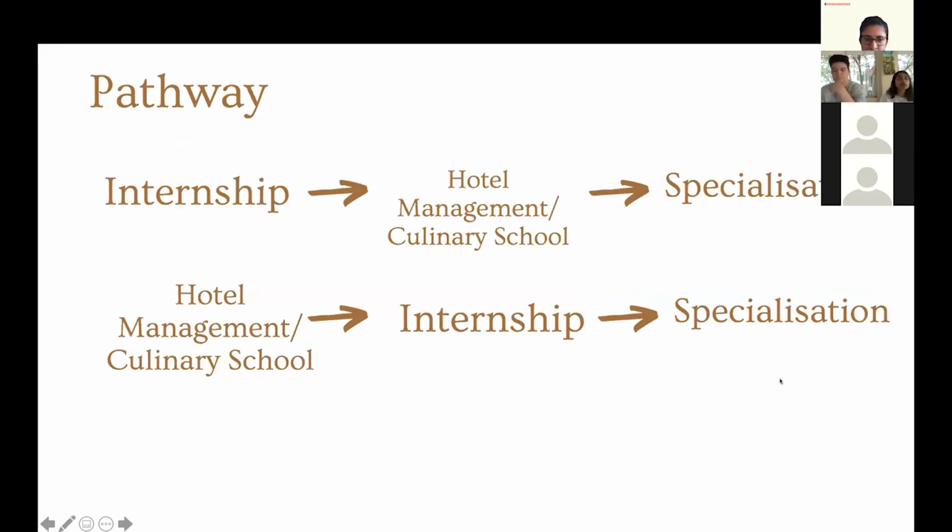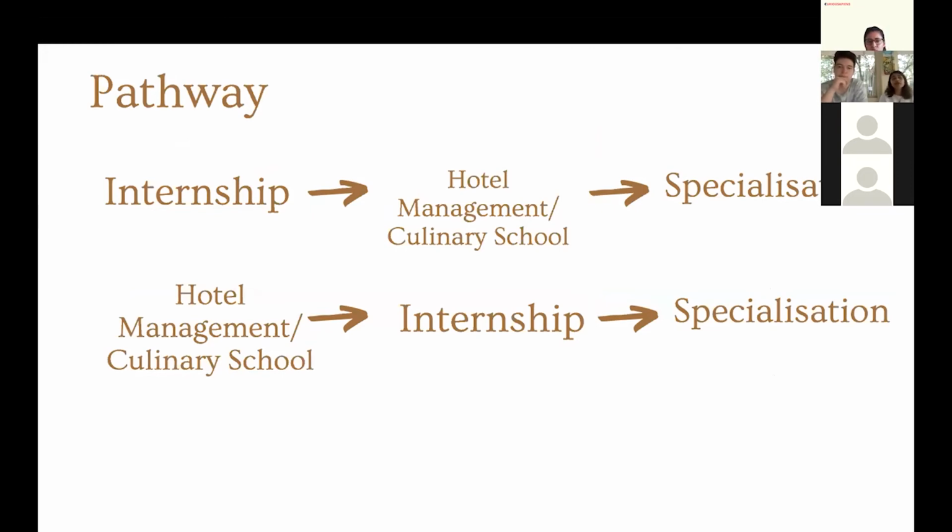I suggest, if you guys are confused whether you want to go down the hospitality road or the culinary road, do an internship before choosing which school you want to go to. If you work in a restaurant for 6 months, you realize whether you want to work in a restaurant for the rest of your life.